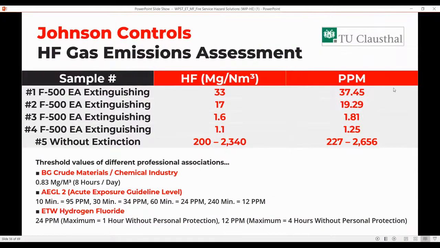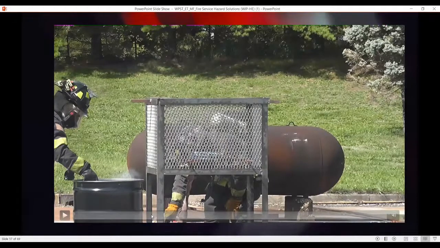What they also found through that testing was when they looked at the hydrogen fluoride gas emissions, the batteries that were burning without being extinguished were giving off between 227 and 2,600 parts per million of hydrogen fluoride gas. When the F500 was used to extinguish those batteries, those levels dropped to anywhere from 37.5 to 1.25 parts per million. So again, a drastic reduction in those toxic off-gases, just like we saw with the Clemson study.